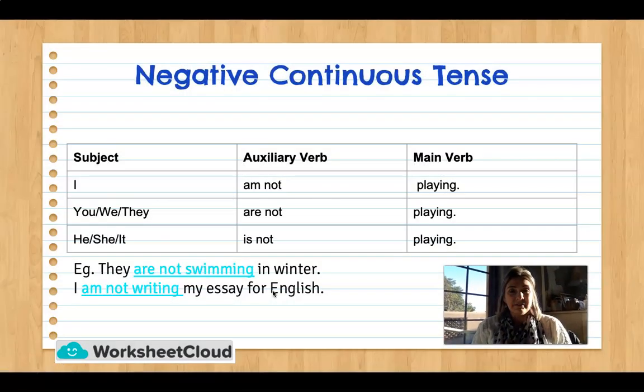And then you've got the negative. The negative means that you're not doing it. So take a look. You keep your same verbs, am, are, and is, but it's just not. I am not playing. You, we, or they are not playing. He, she, or it is not playing. Example: they are not swimming in winter. I hope not. I am not writing my essay for English. So do you see that there are those three parts of present continuous tense? The affirmative, you are doing something. The interrogative, are you doing something? And the negative, you are not doing something.